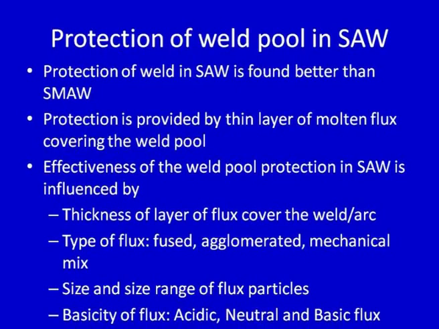So, the factors that affect the protection of the weld pool in SAW are mainly governed by the kind of flux being used, the thickness of the layer of molten flux formed around the weld pool during the welding, and the size or size range of the flux material being used. So, the effectiveness of the weld pool protection in SAW is mainly influenced by the thickness of the layer of the flux cover.